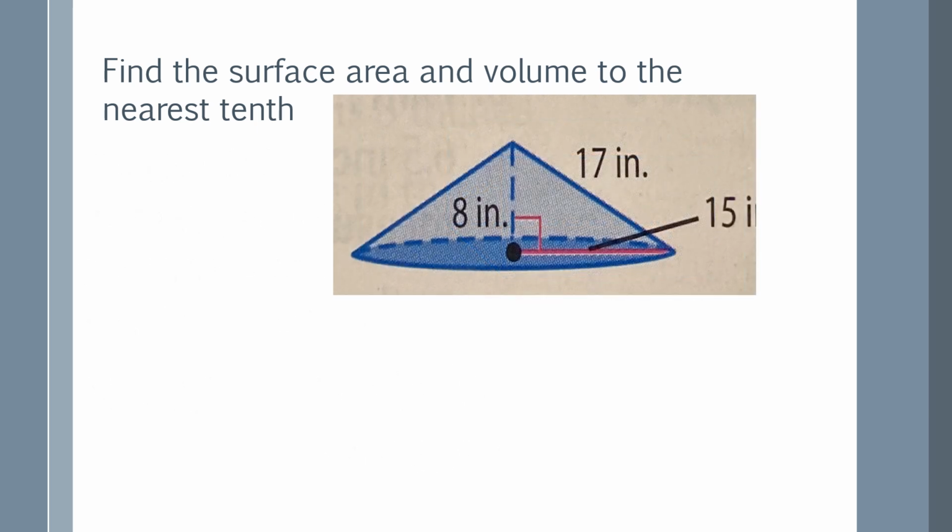All right, now we've got a cone. Surface area and volume to the nearest tenth, right? So we can label things here. This is height. This is the slant length, L, and 15, that's our radius. So once we've properly labeled these, now you should be able to go to work. So go ahead and solve for the surface area and volume of our cone.